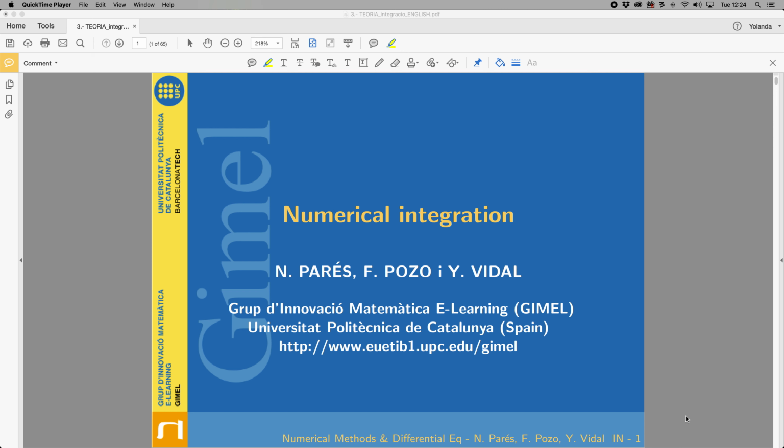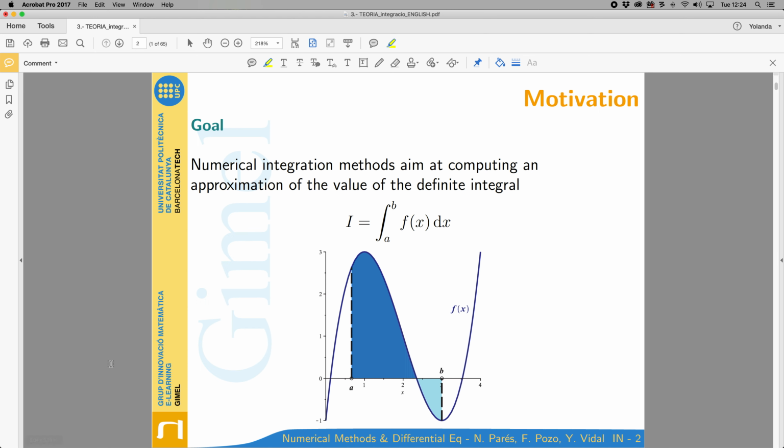Welcome to Numerical Calculus and Differential Equations. Today we will start the topic numerical integration. I will start with a motivation about the problem.